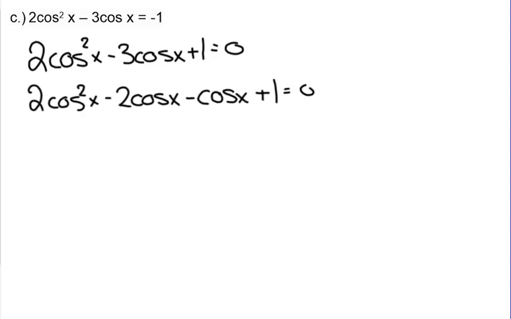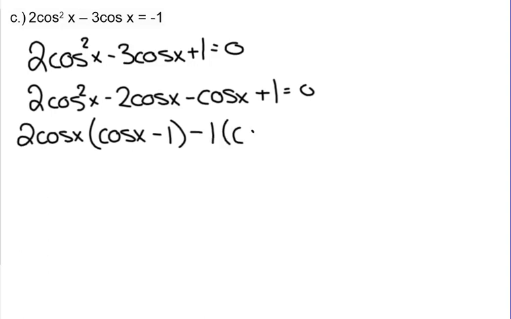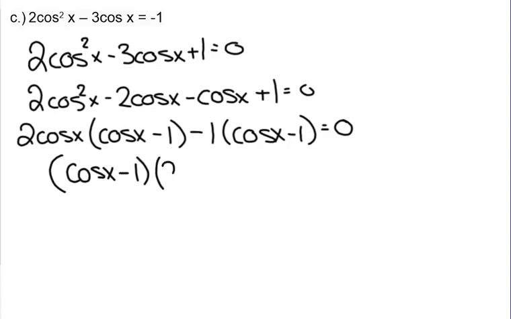If we take out a common factor, we are left with cos of x subtract 1. If we take out a negative 1, we're left with cos of x subtract 1. If both of your factors match, you know you've done it right. So taking out our common factor of cos of x subtract 1, we're left with 2 cos of x subtract 1 is equal to 0.